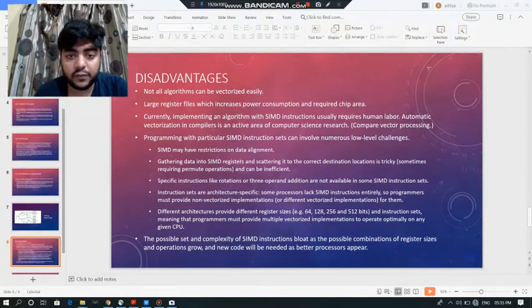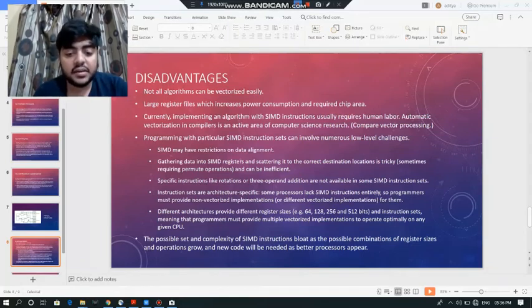Other problems involved are that large register files increase power consumption and chip area. Also, the implementation provides other problems like data alignment. Gathering data and scattering it to its location is tricky. Also, automatic vectorization has not been complete, so it requires human labor. Specific instructions like rotations and 3-bit operations are not available in the SIMD instruction set yet.